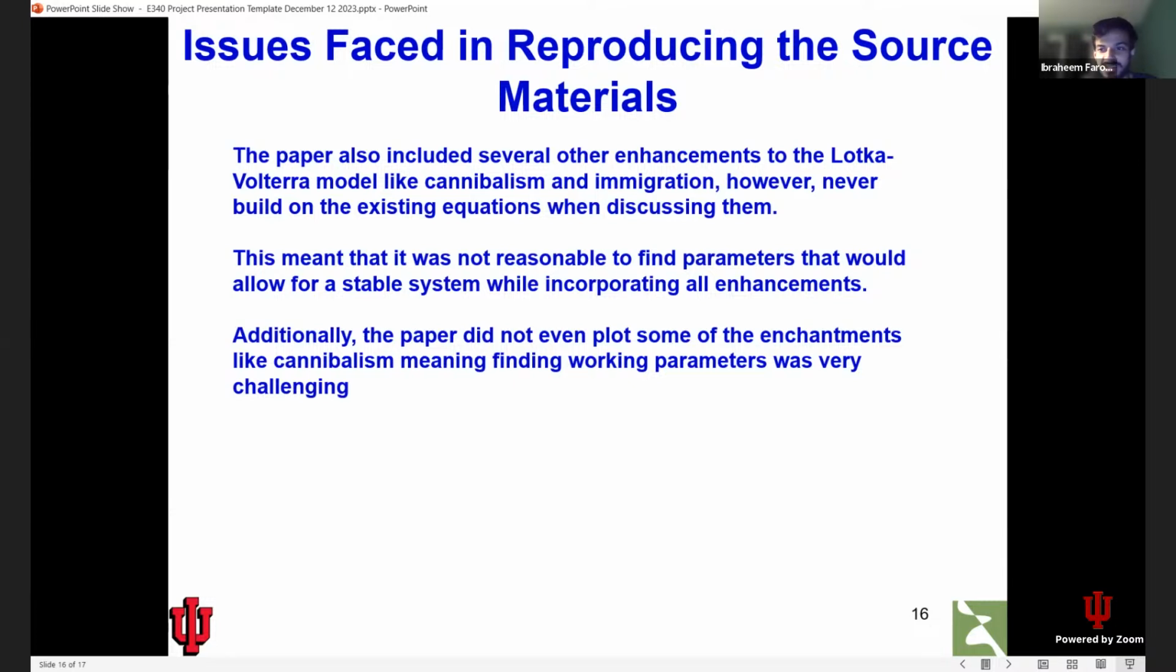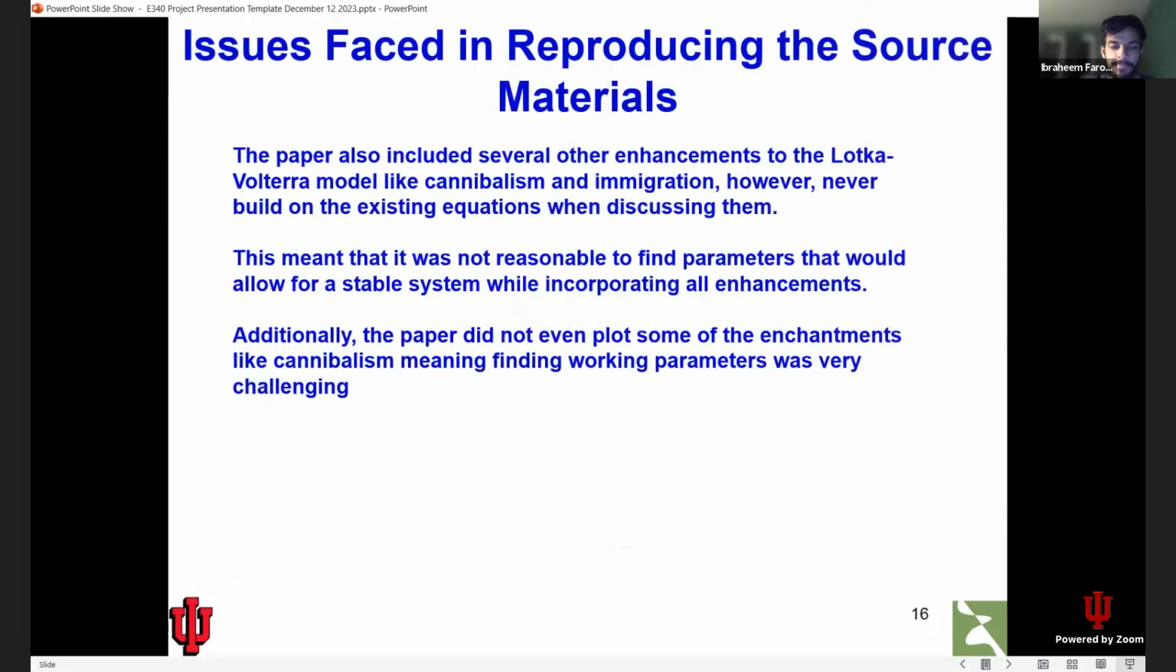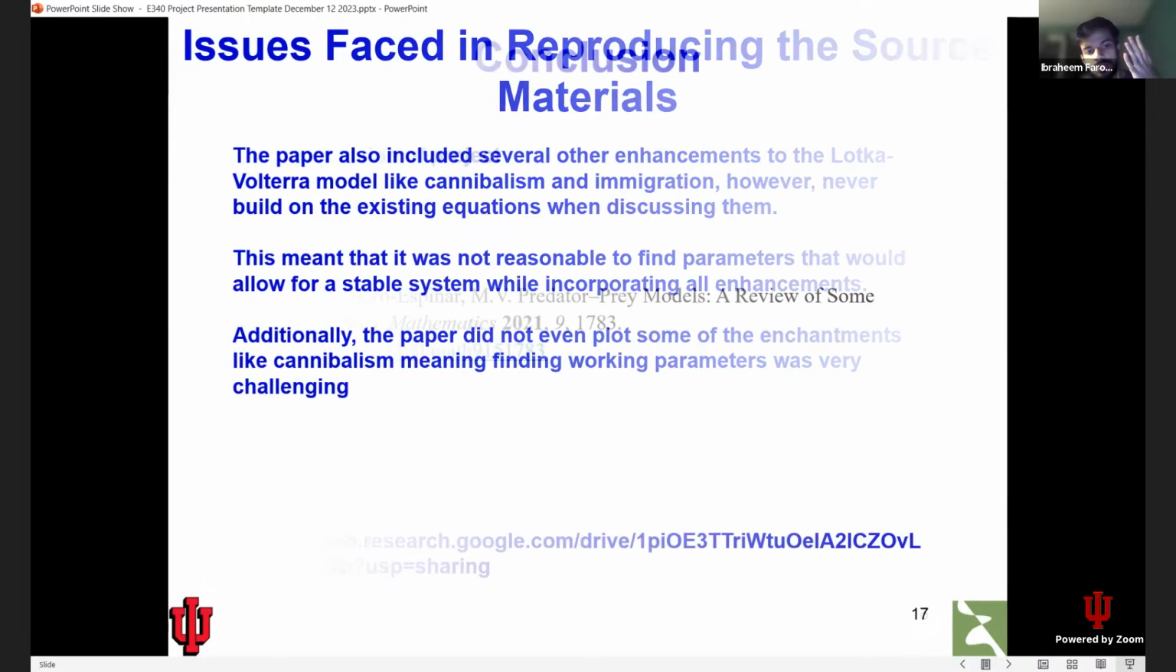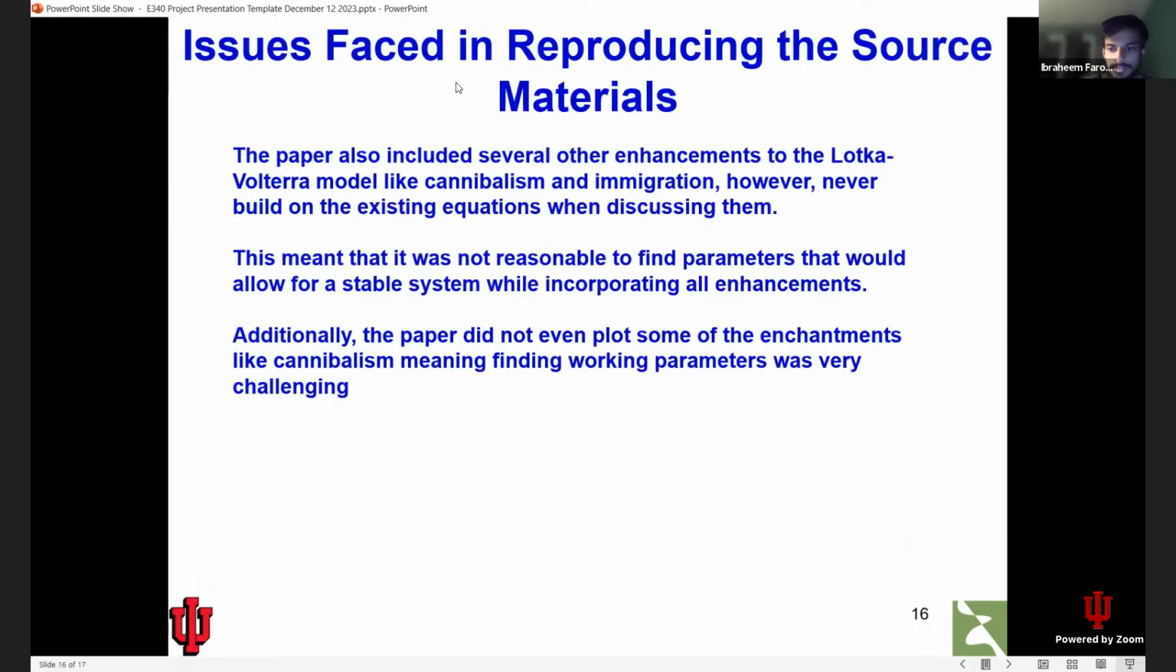I spent a long time trying to get cannibalism parameters to work, doing parameter scans all over the place, and still nothing was working out well. But yeah, other than that, that's basically everything for the project, the Google Colab notebook, and then the references as well. That's basically it. Any questions?